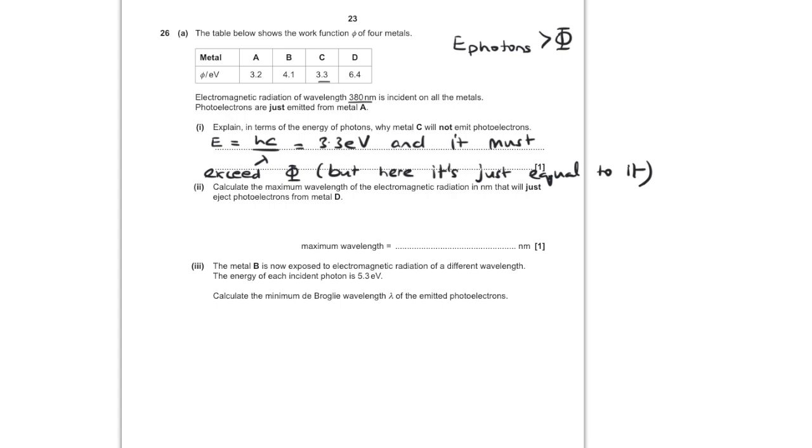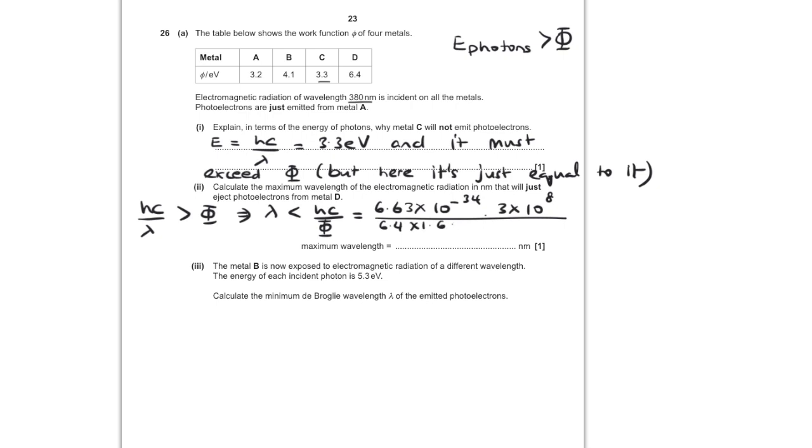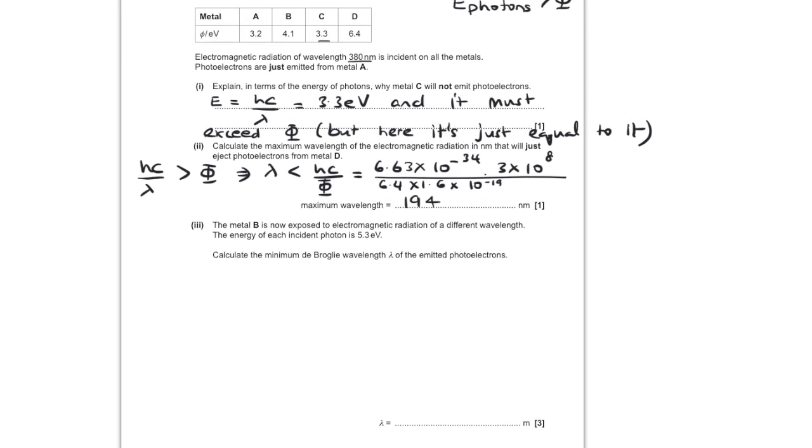For the next part we have to calculate the maximum wavelength of the electromagnetic radiation, in nanometers, that will just eject photoelectrons from metal D. The energy, hc over lambda, must exceed the work function, so lambda can be rearranged to hc over phi. Once we put in all the numbers in the right units, 6.63 times 10 to the minus 34 joule seconds, the speed of light in meters per second, and the work function of D, which is 6.4 electron volts, converted into joules by multiplying by 1.6 times 10 to the minus 19, we end up getting 194 nanometers.